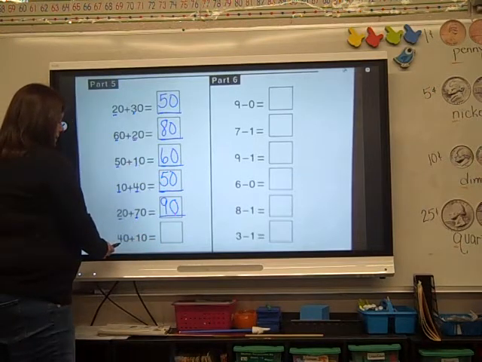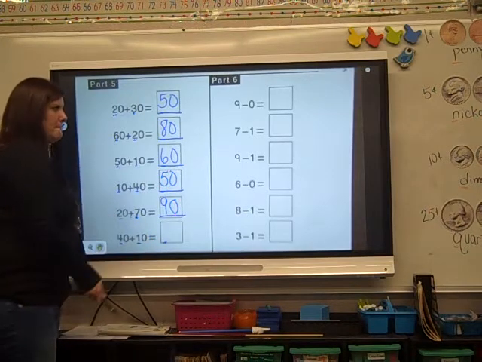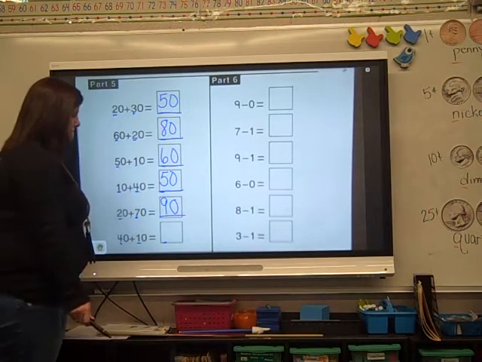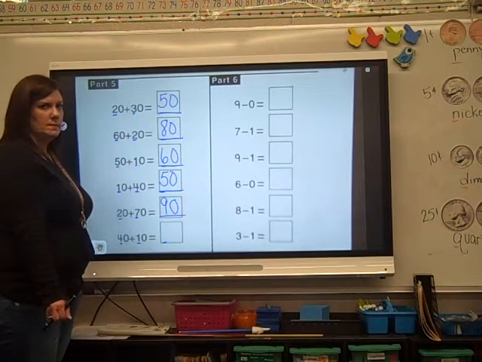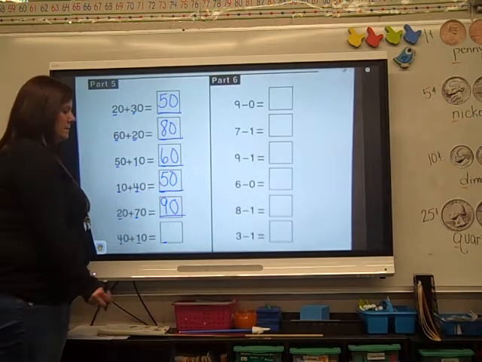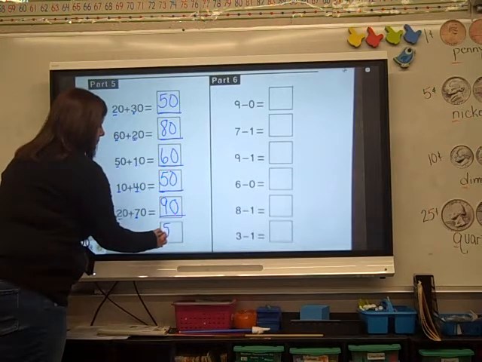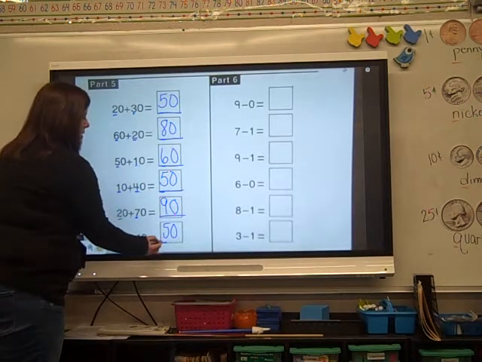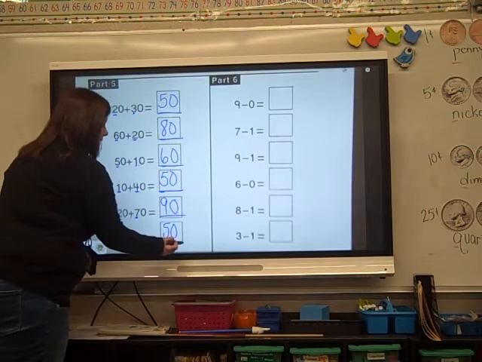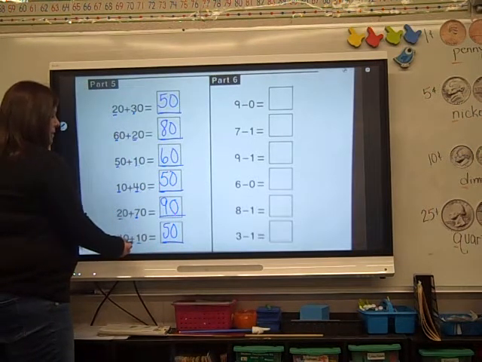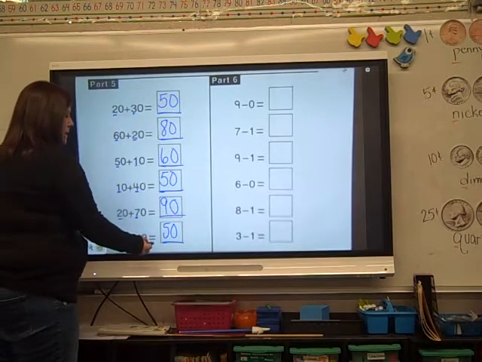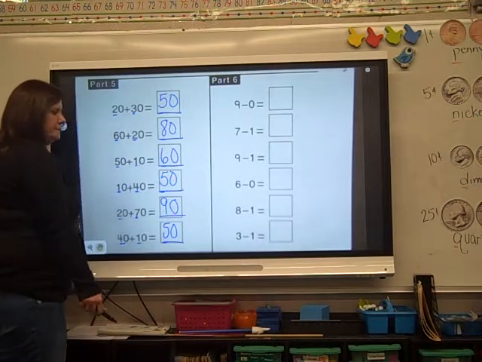All right, last one. 4 plus 1. Put it right there. Did you get 5? Put your 0. Read the number. Ready? 50. Read the problem. Ready? 40 plus 10 equals 50.